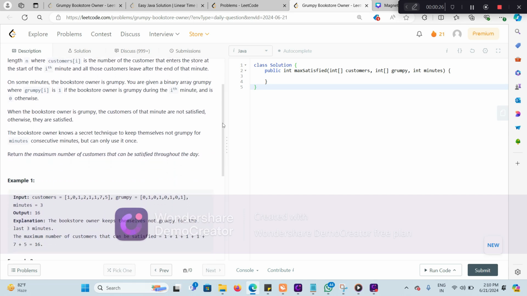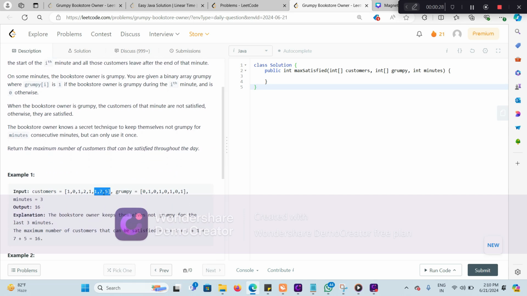So the same thing is given here. A list of customers is given at any minute, so you can consider the index as a minute. For example, at the 0th minute there is one customer, at the first minute there are zero customers, at the second minute there is one. So similarly every index you can consider as a minute, and the corresponding value is the number of customers visiting at that minute.